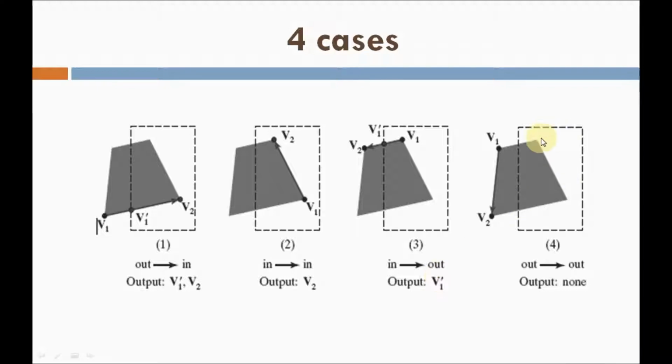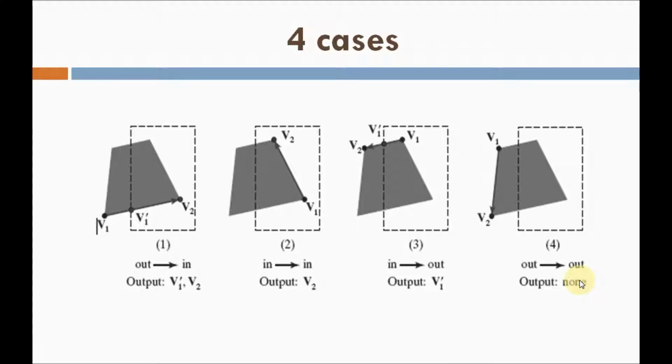And the last case, case 4: here you can see the edge is outside the polygon. Both the vertices of that edge are also outside. That means you don't have to consider this edge, or these vertices that are outside the clipping window. You have to leave them. You should not consider them. So the output is none. You should not consider any of the edges or vertices. So these are the 4 cases.